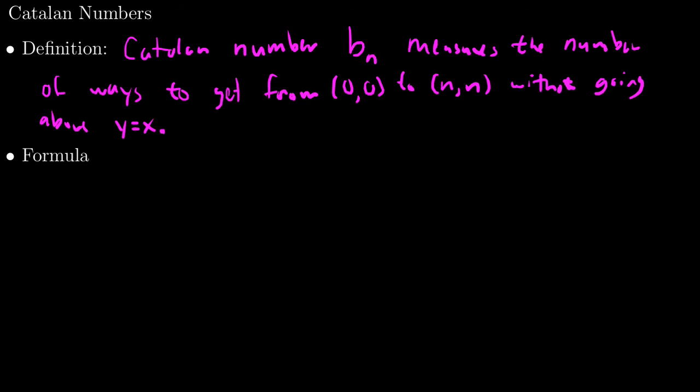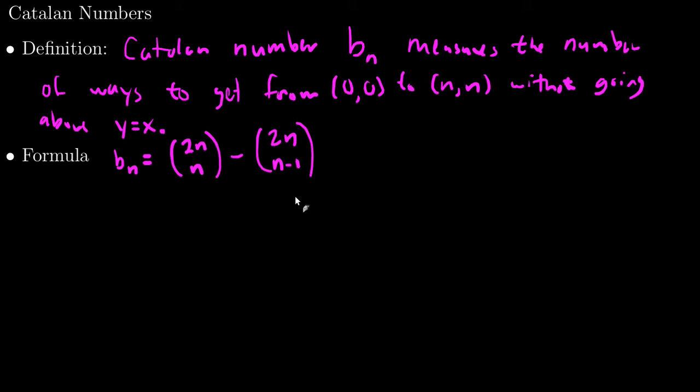The formula for this is the following. So b sub n will equal 2n choose n minus 2n choose n minus 1.